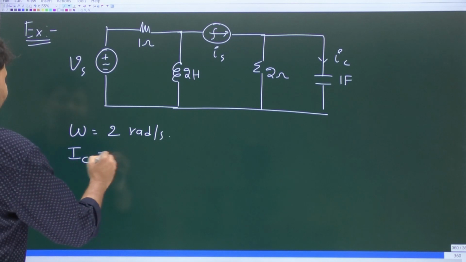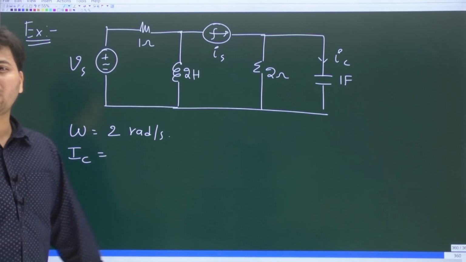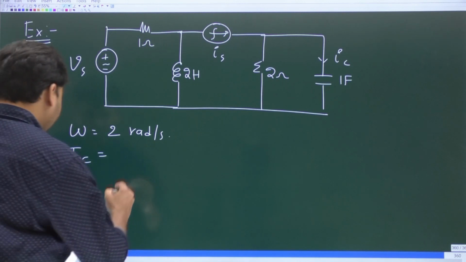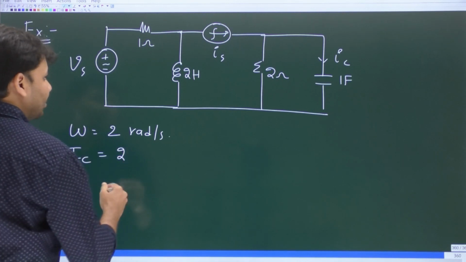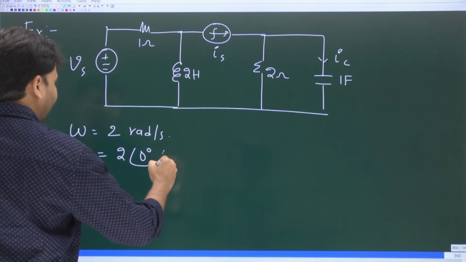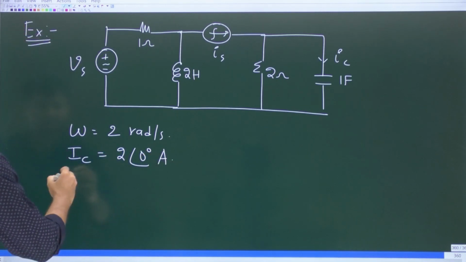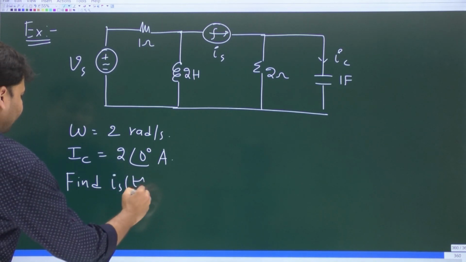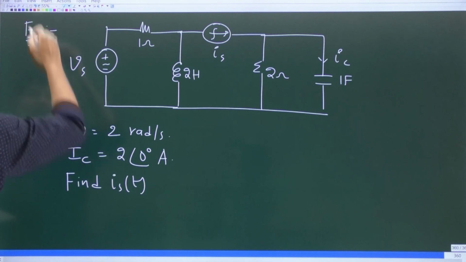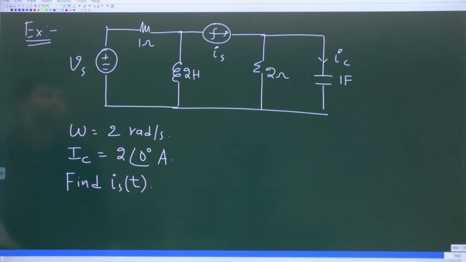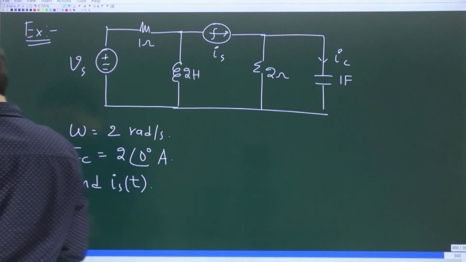Now capital IC. What is capital IC? Is it not the phasor current through the capacitor? The phasor current through the capacitor is 2 at an angle 0 degrees amperes. The question is to find Is of t. Is is the value of the sinusoidal current source.